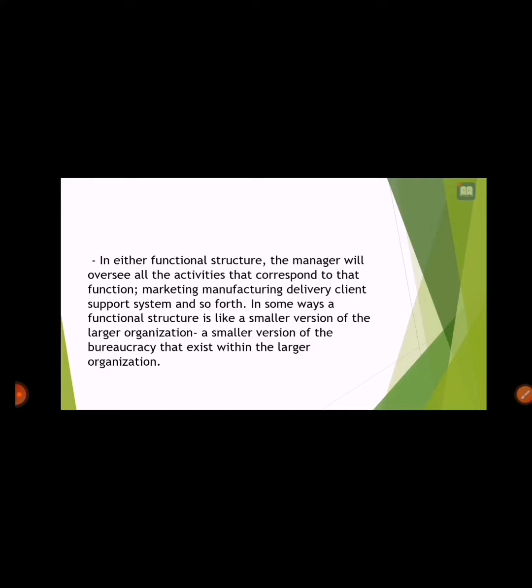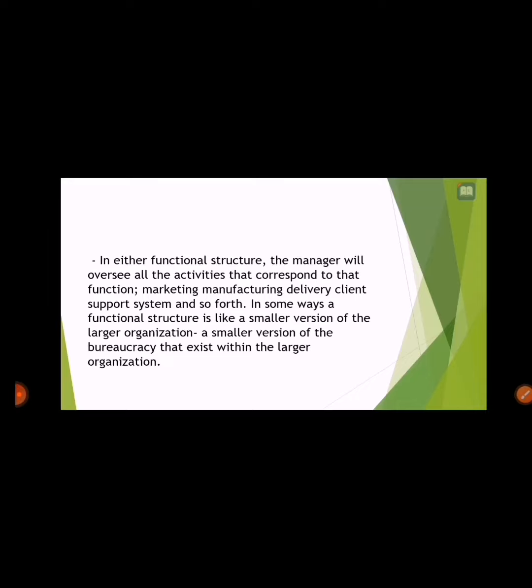In either functional structure, the manager will oversee all the activities that correspond to that function: marketing, manufacturing, delivery, client support system, and so forth. In some ways, a functional structure is like a smaller version of the larger organization, a smaller version of the bureaucracy that exists within the larger organization.